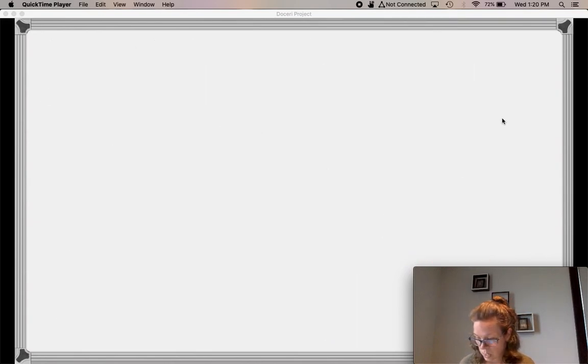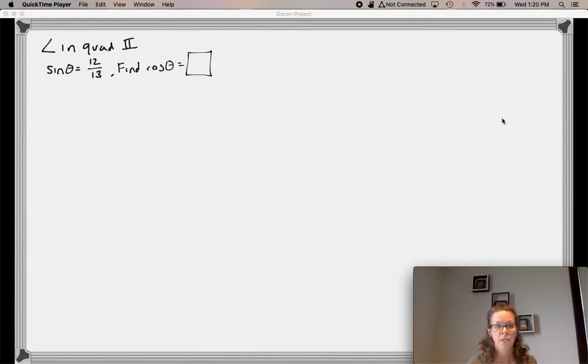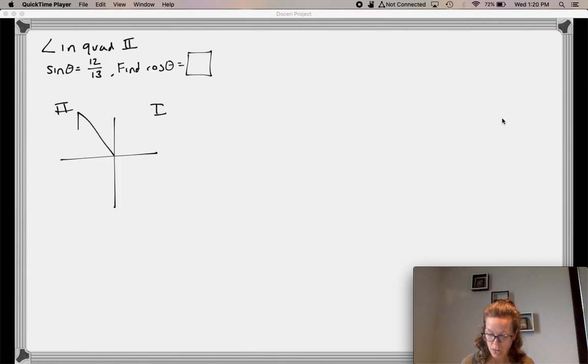So in this one, let's say that we have an angle in quadrant 2, and sine is equal to 12 over 13. Find cosine of the angle. All right, so let's draw our picture. So quadrant 2. Go around counterclockwise. So this is 1, this is 2, so my angle's somewhere in there. Always connect to the x-axis. Theta goes next to the origin.